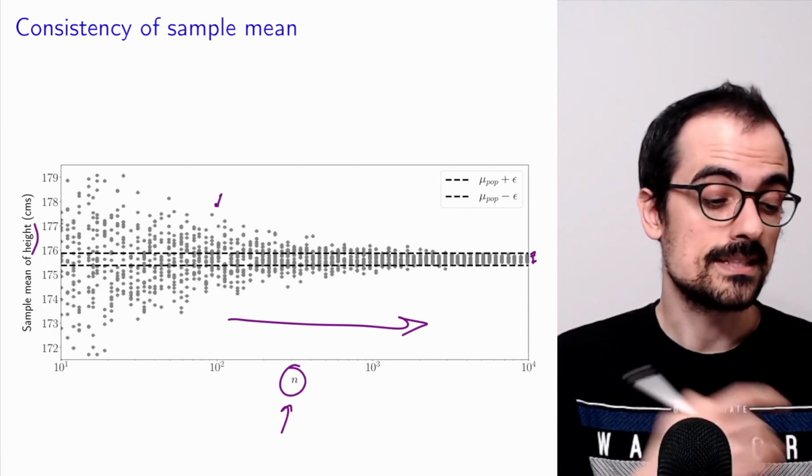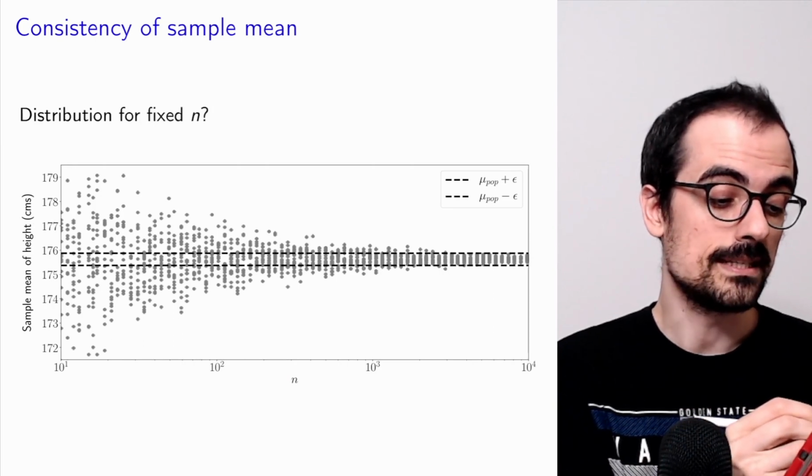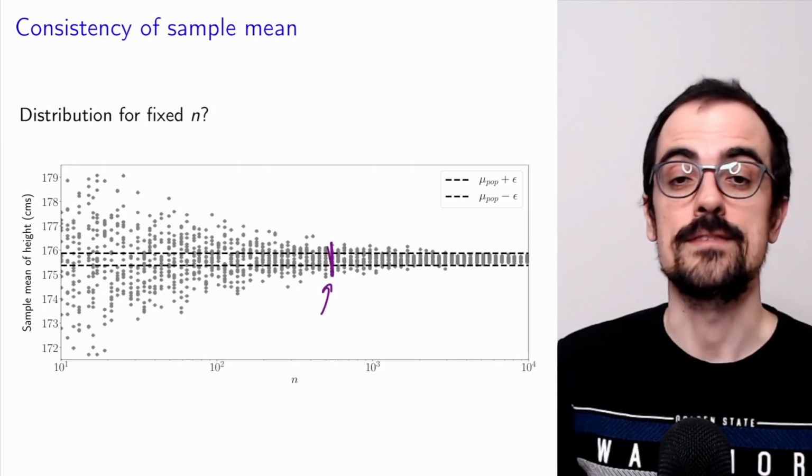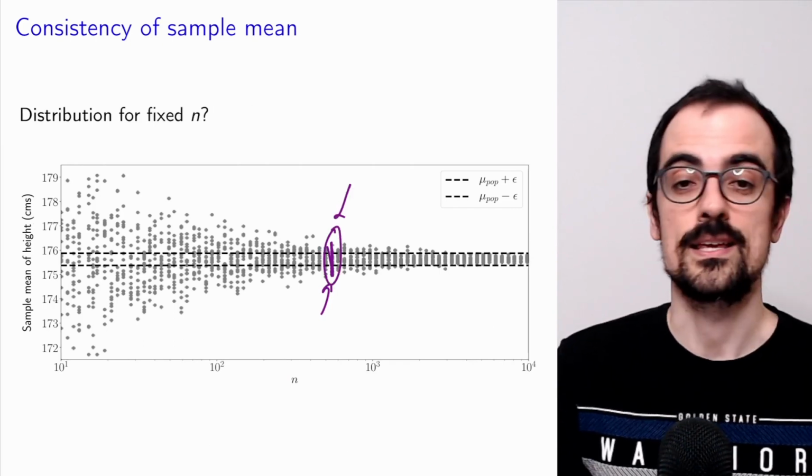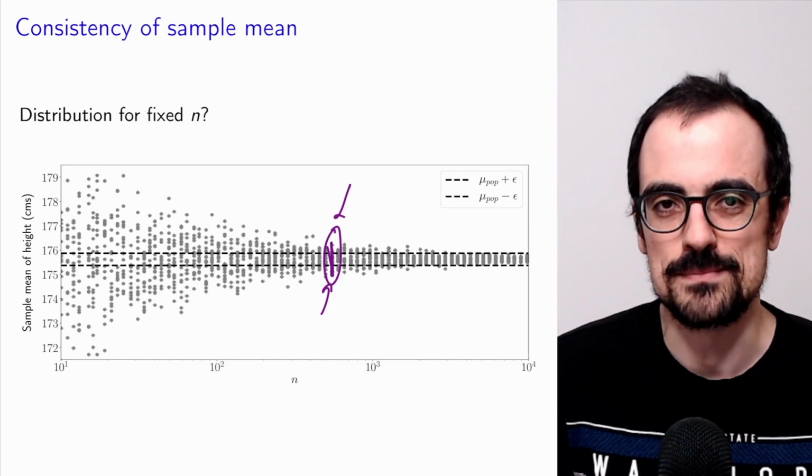However, the law of large numbers doesn't tell us what the behavior of these sample means is for a fixed n. We don't know what the distribution of these sample means is. And that's what we need the central limit theorem for.